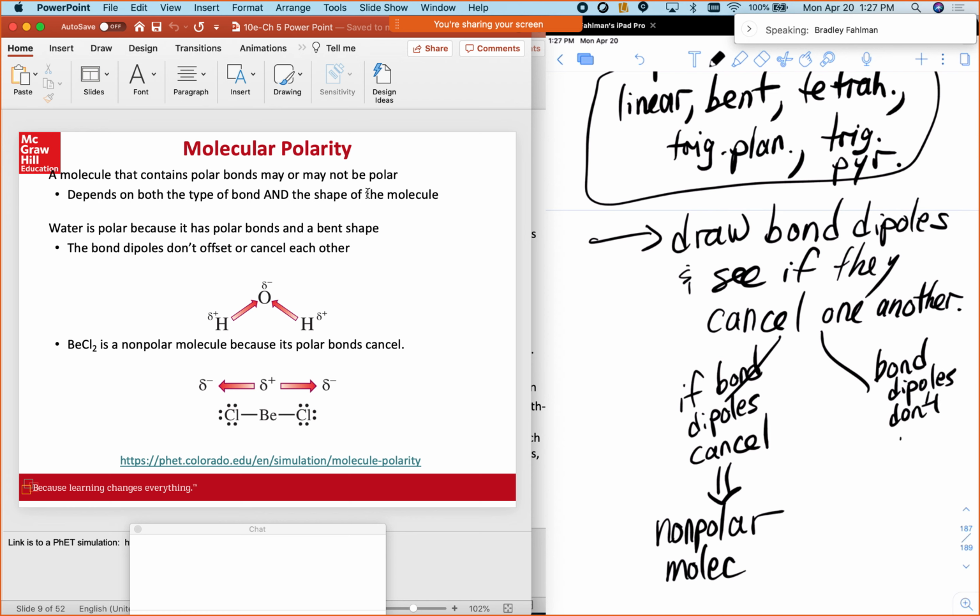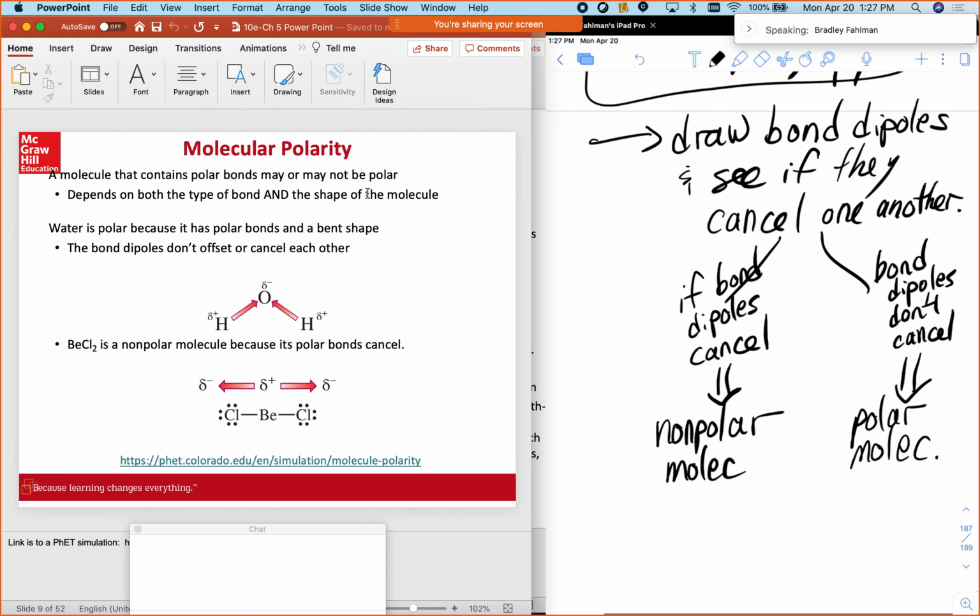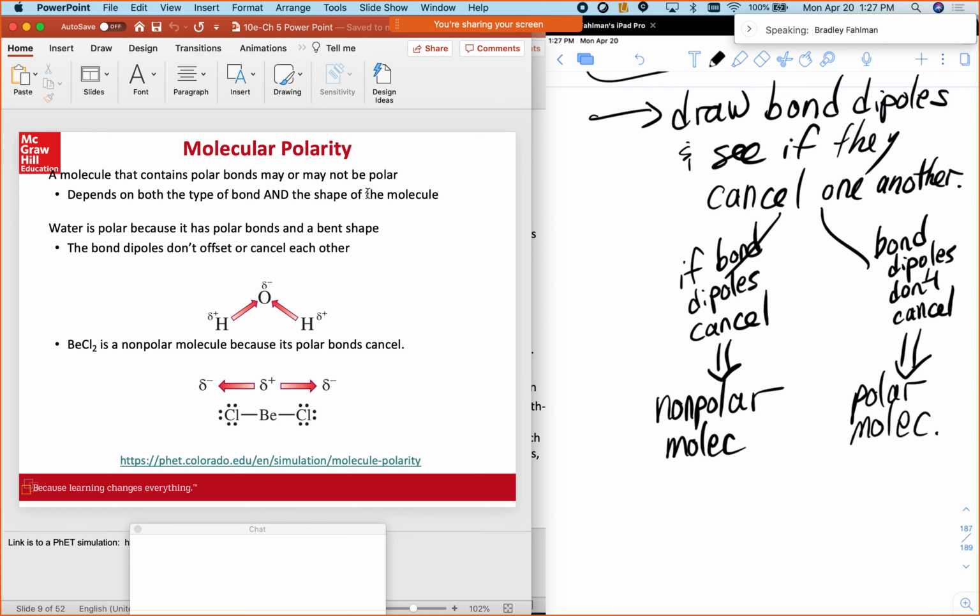If they don't cancel, then we have a polar molecule. So what do we mean by bond dipoles canceling or not? Think about it as a tug of war. In this case, this is a linear molecule, the Lewis structure for beryllium dichloride.